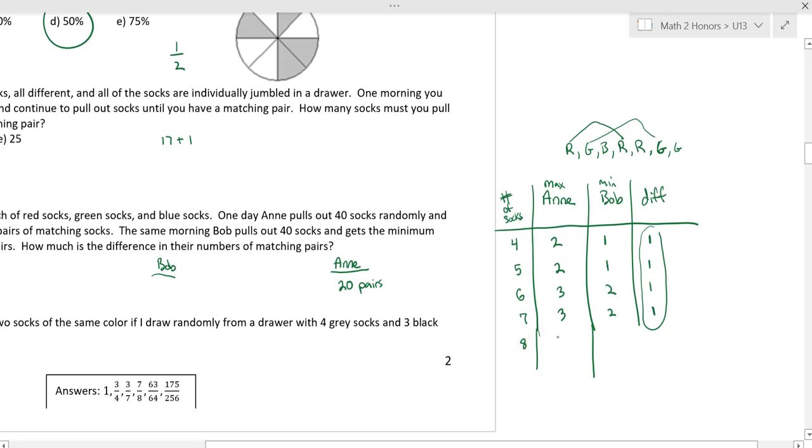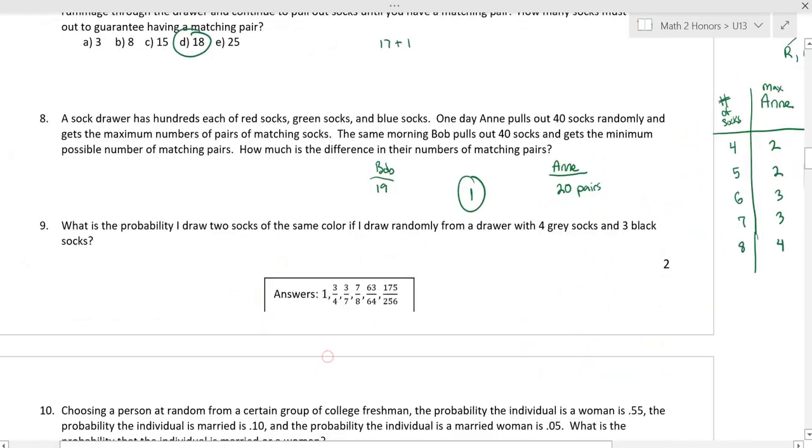So 8, you get 4 here. No matter what, you're going to increase this. You get another pair here. You get 3 for the minimum. You get 1, and so on. So once you see that pattern, you're going to find out, okay, Bob's going to have 19 pairs of socks. The difference is going to be 1. 1 is the answer to 8.